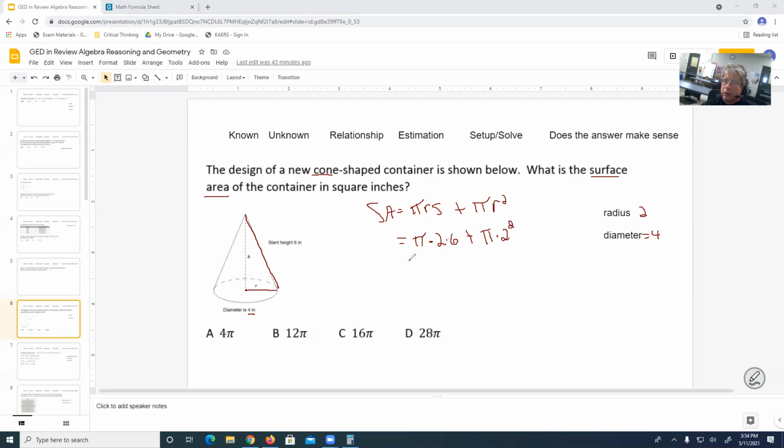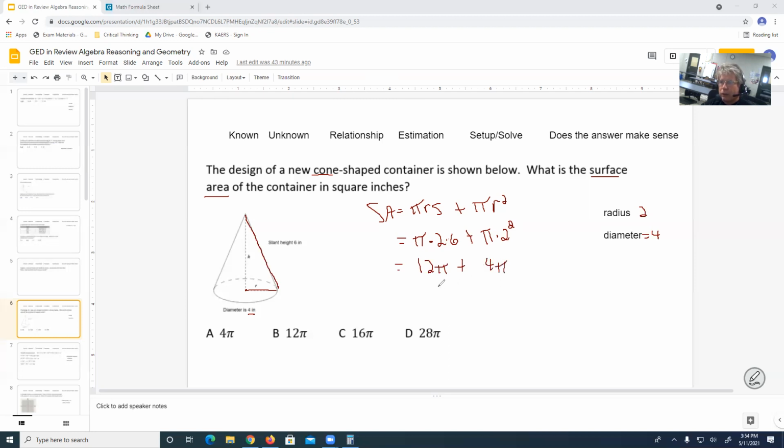So it's 2 squared. So to clean this up, since multiplication is commutative, order can change. So I can go ahead and just multiply 2 times 6 is 12, and I can just say that's 12 pi. And then I can add to that, and 2 squared is actually 2 times 2, which is 4. I can reverse that and say it's 4 pi.